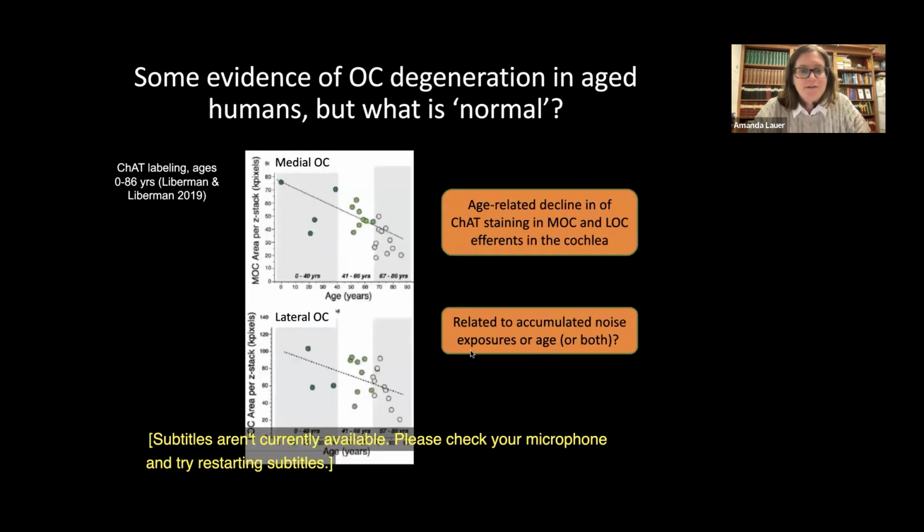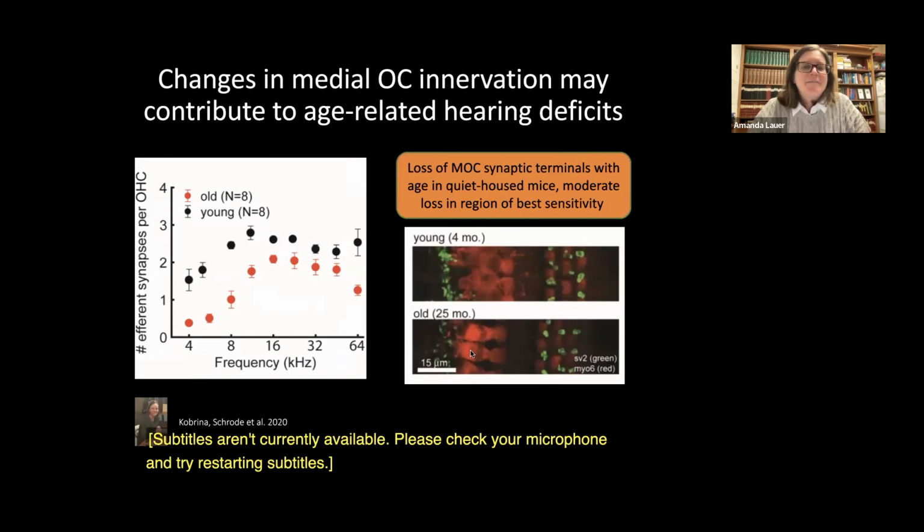So again, we turn to our mice. I'm just going to skip this one in the interest of time. And we see when we house these mice in just a quiet satellite facility where there's not a lot of extraneous noise, we do get some loss of the medial efferent synapses contacting these outer hair cells. It's primarily in the lower frequency regions and in the high frequency regions, and not so much in the regions of best sensitivity.